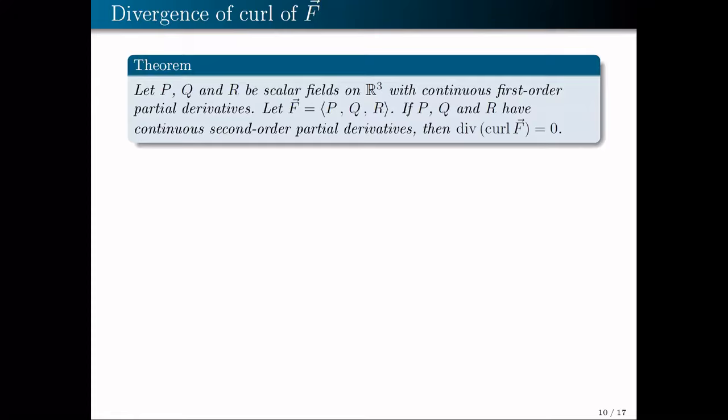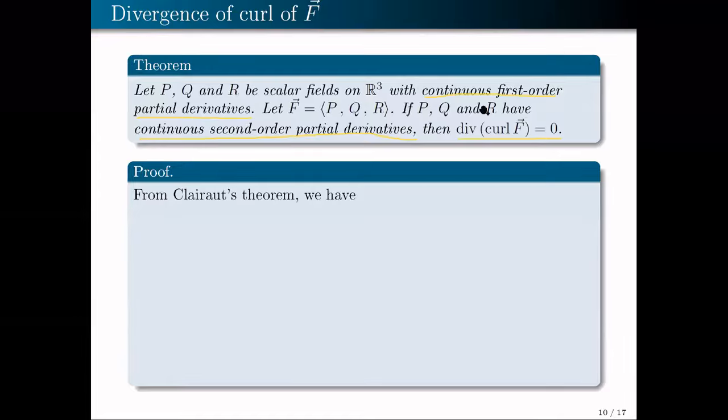So again, this theorem states that the given vector field F has for its components the scalar fields P, Q, and R with the following properties. The first order partial derivatives are continuous. And if P, Q, and R have continuous second order partial derivatives, then the divergence of the curl is equal to 0. So the proof is as follows.